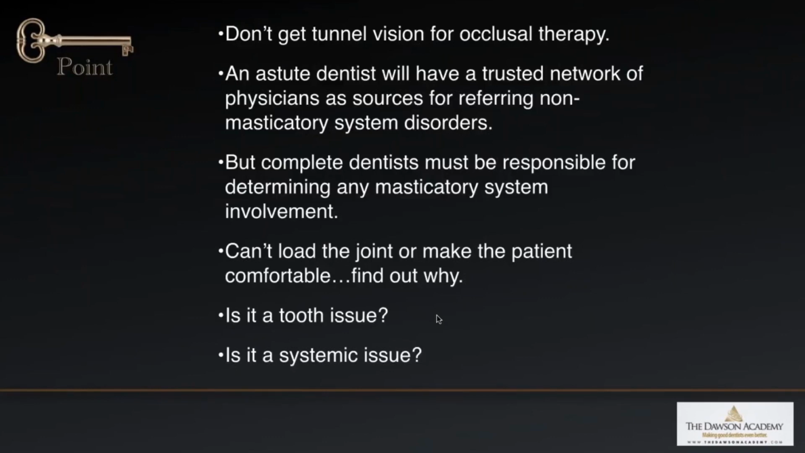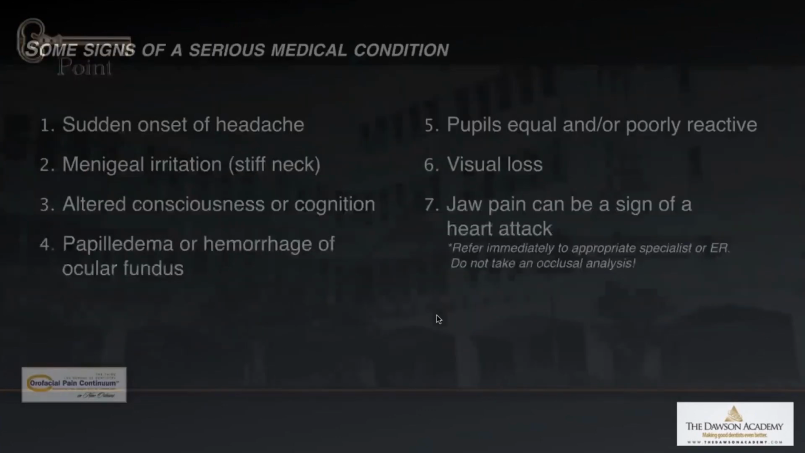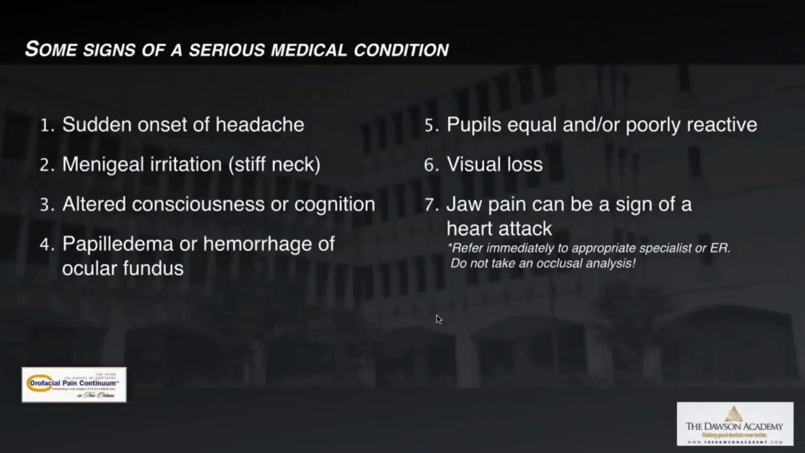If we can't load a joint, and by that we mean check its orthopedic stability, we need to find out why. Is it something from a tooth or is it a systemic issue? Remembering too that there can be serious medical conditions that are not, again, a dental problem. So just remember that bleeds, strokes, heart attack, hemorrhage, things like that, a splint's not going to fix these patients. Get them into the appropriate medical referrals.